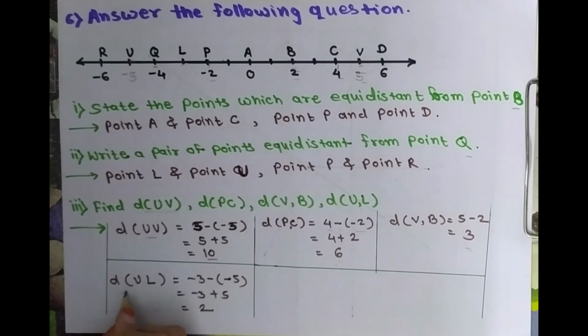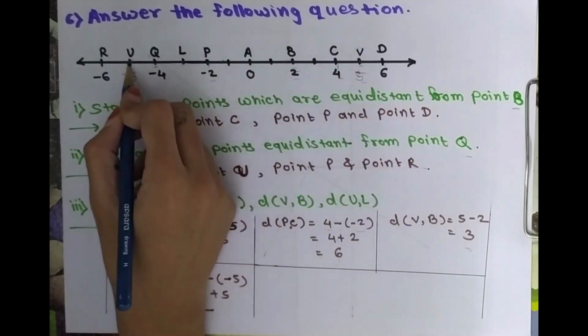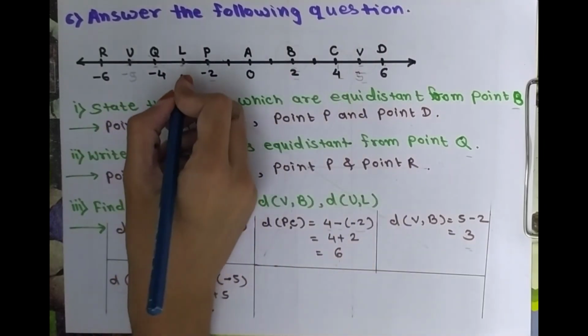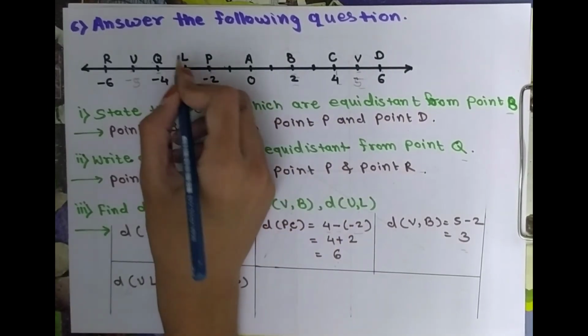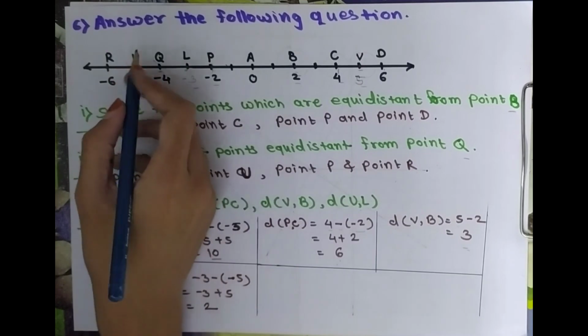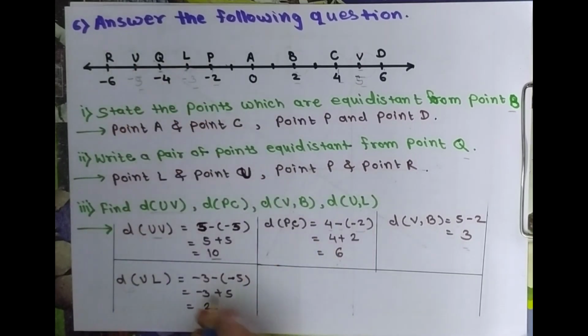Next is distance UL. Now look, U and L. So here is minus 3. So the coordinate of point L is minus 3 and the coordinate of U is minus 5. So minus 3 minus minus 5. This minus minus gets plus. So minus 3 plus 5 is equal to 2.